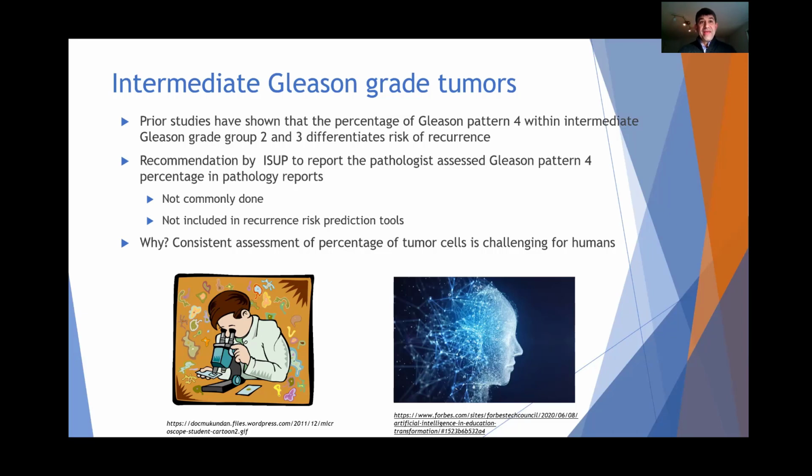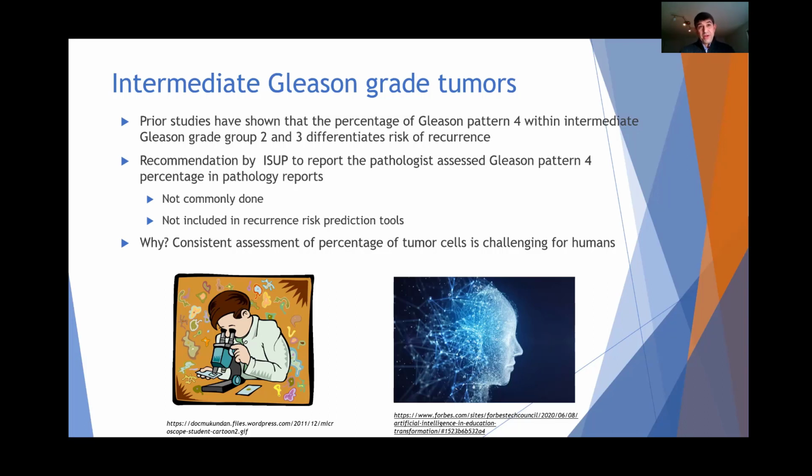And the answer is that an accurate and reproducible assessment of the percentage of tumor cells is really challenging for a human pathologist. And we and others have thought that this might be an area where an artificial intelligence approach might be able to aid the trained pathologists and then facilitate the incorporation of this information into recurrence risk predictors.